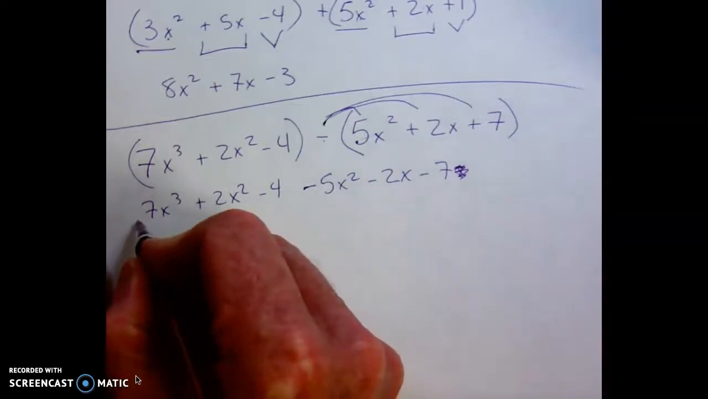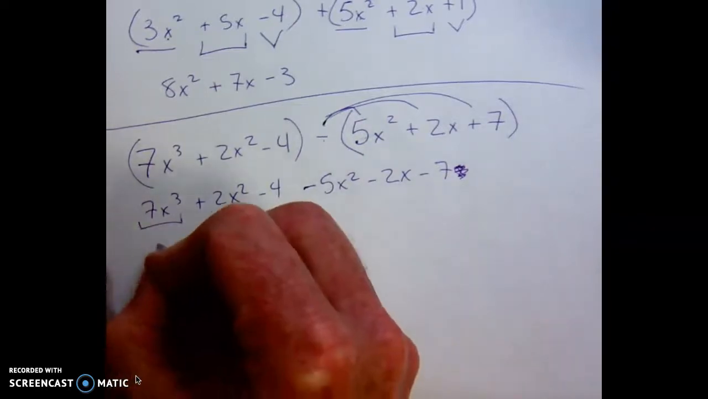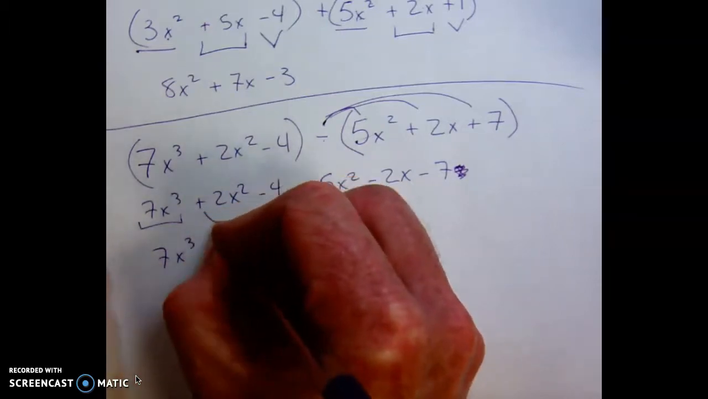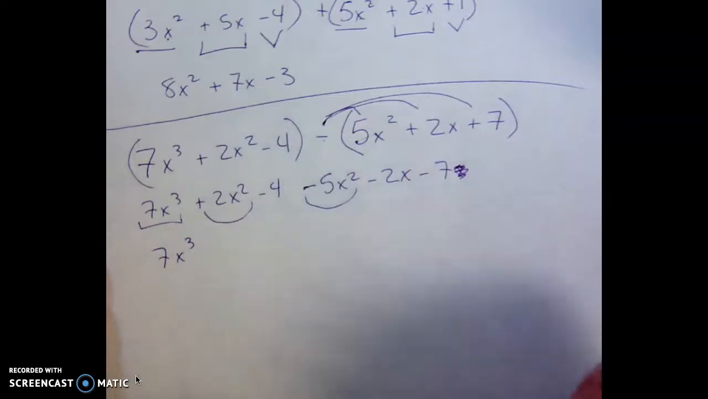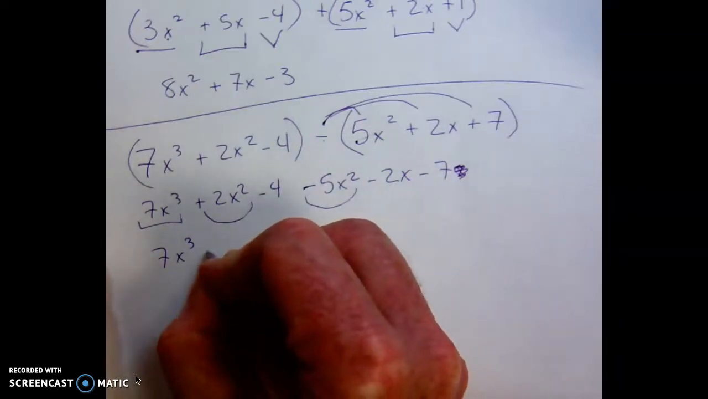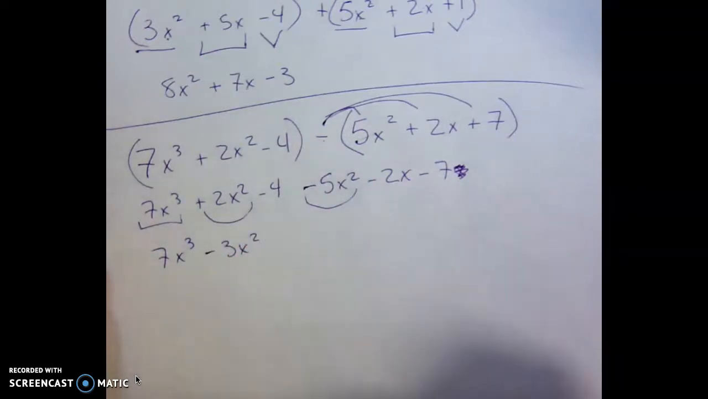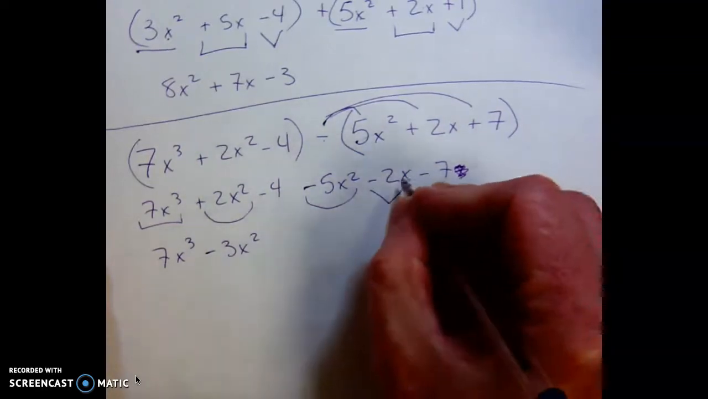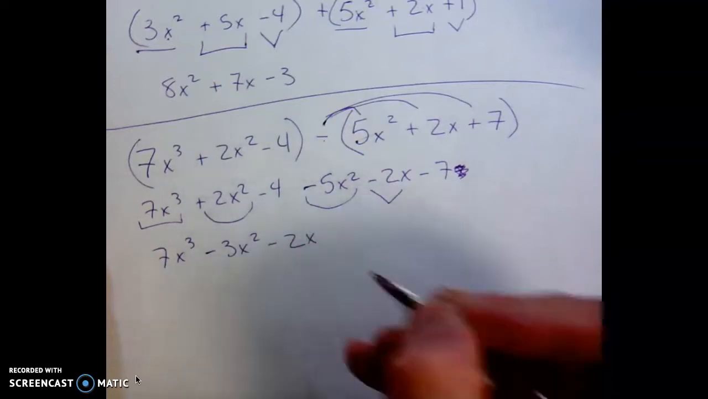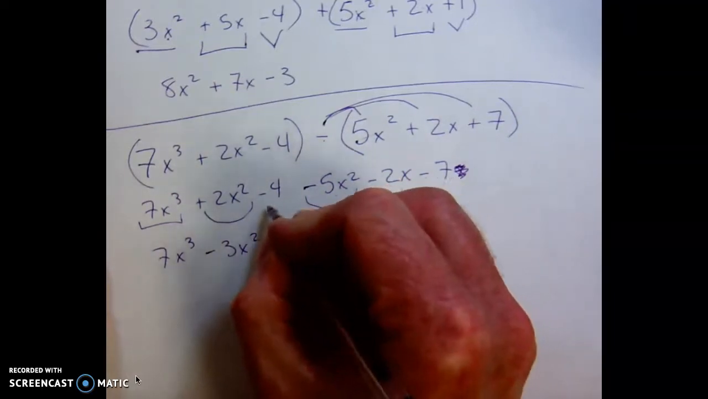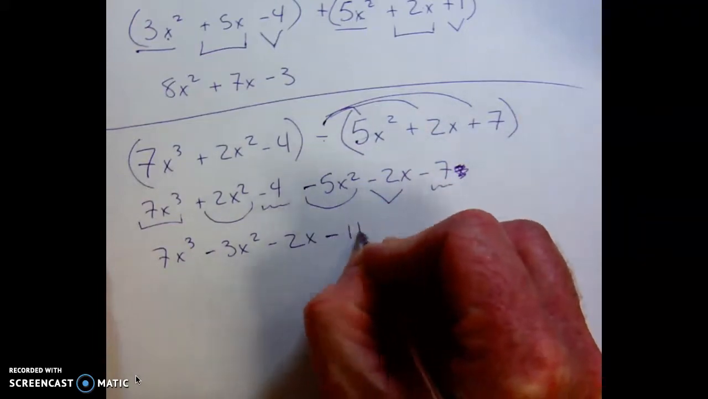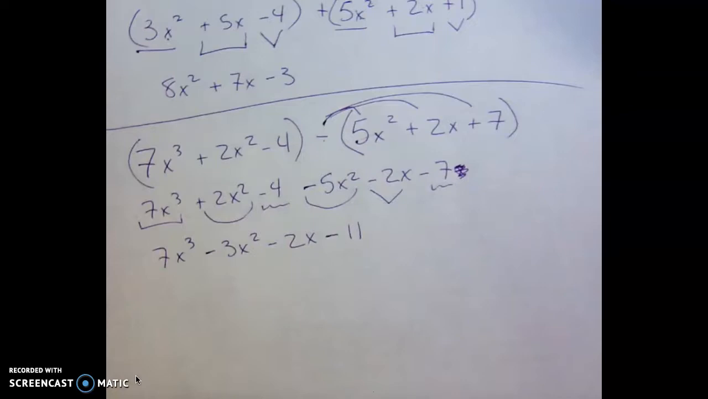So we only have one x cubed, so 7x cubed. We have a 2x squared minus a 5x squared, so 2 minus 5 is negative 3x squared. Then we have a 2x, so just bring that down with its sign, minus 2x. And last we have minus 4 minus 7, so that would be minus 11. Just a quick review of adding and subtracting polynomials.